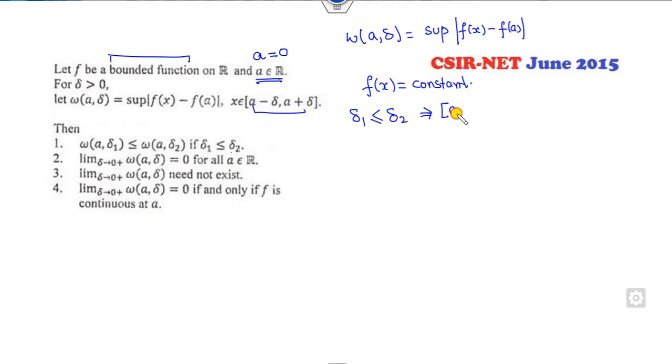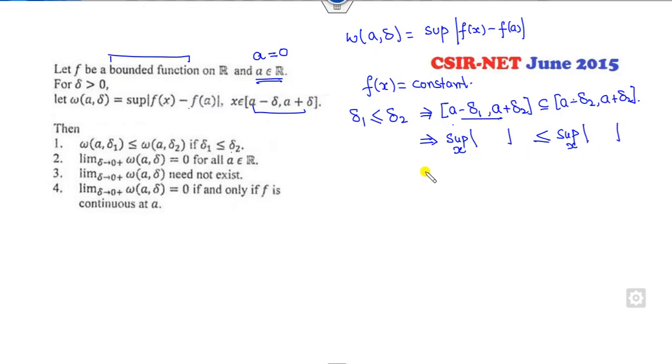(a - delta 1, a + delta 1) is a subset of (a - delta 2, a + delta 2). Fine. Now whenever this holds, the supremum of |f(x) - f(a)| over this domain is always less than or equal to the supremum over the larger domain. So what does it mean? Omega of a comma delta 1 is less than or equal to omega of a comma delta 2. So the first option is the correct option.